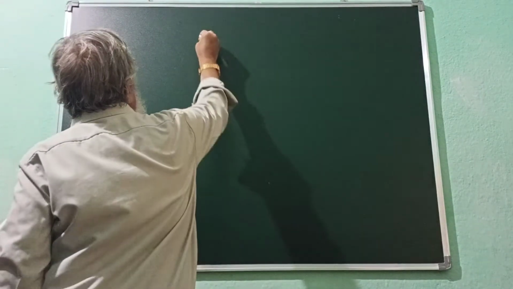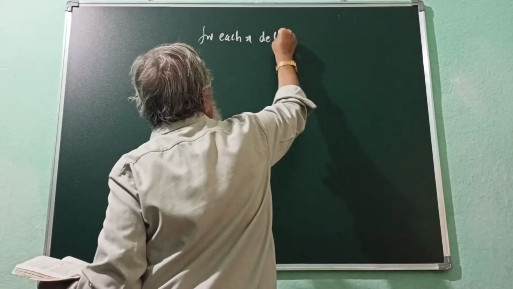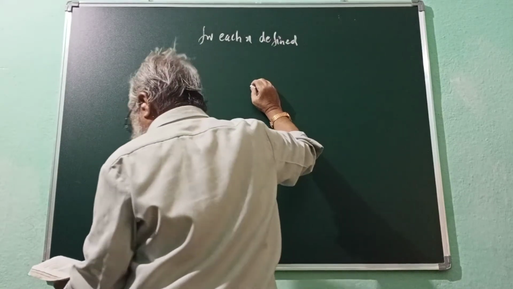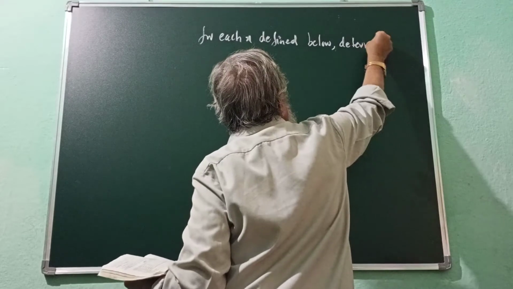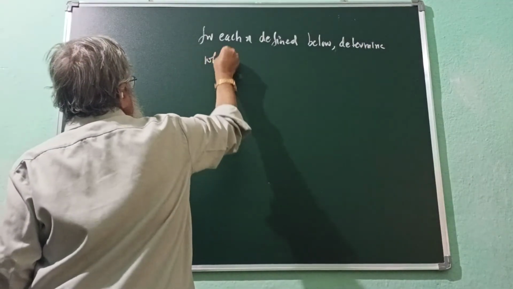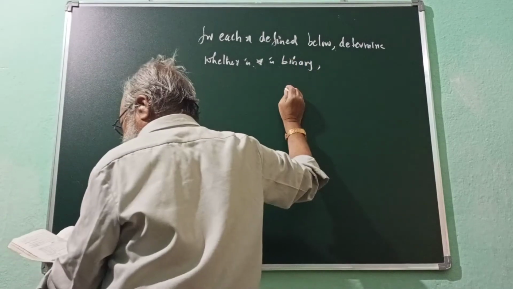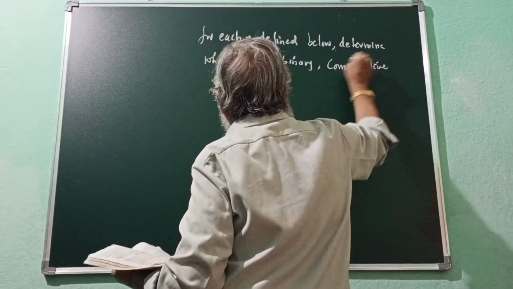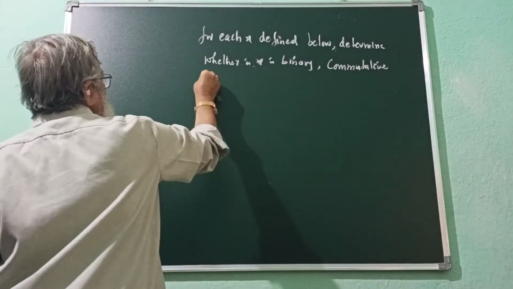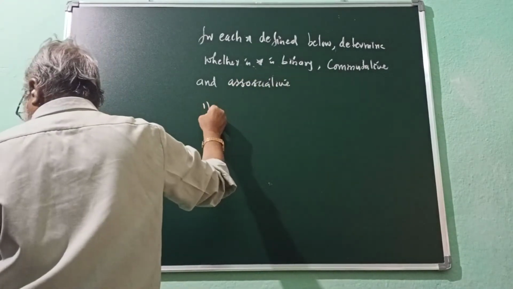Now let us solve some problems here. For each operation defined below, determine whether star is binary, commutative, and associative. First one, let us do that here.